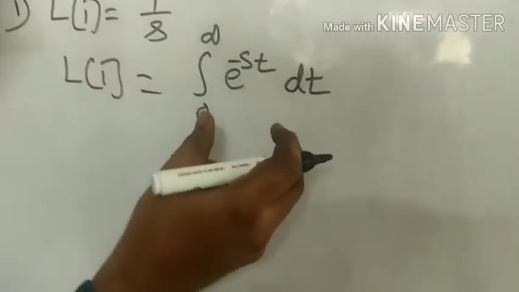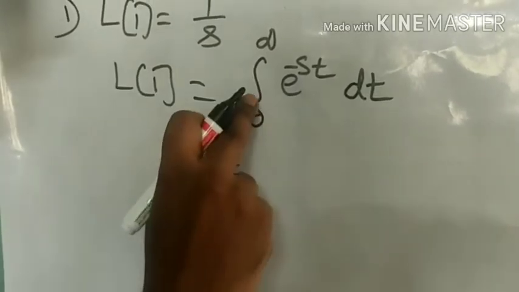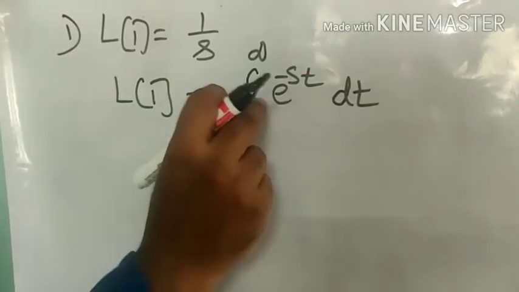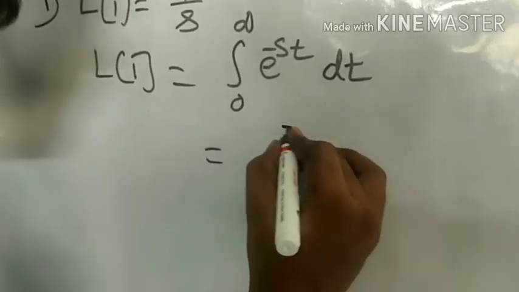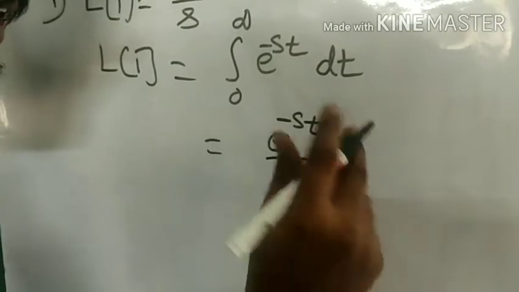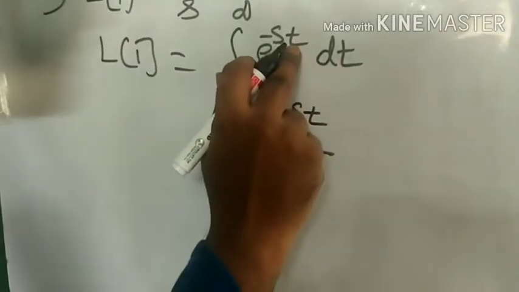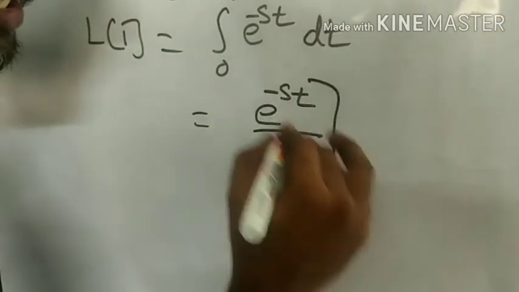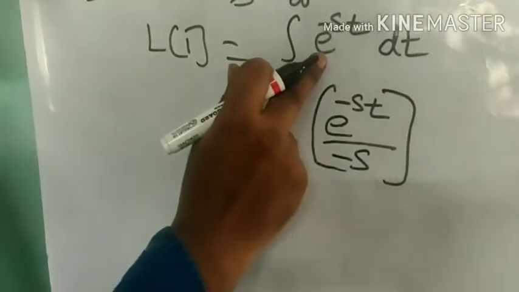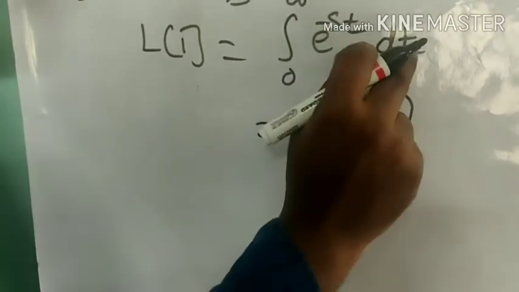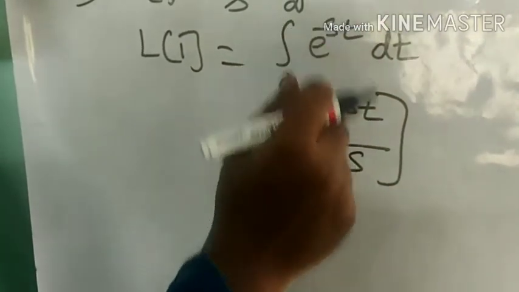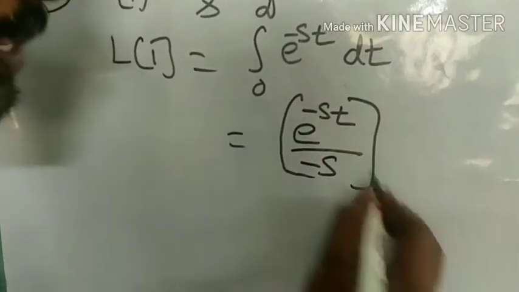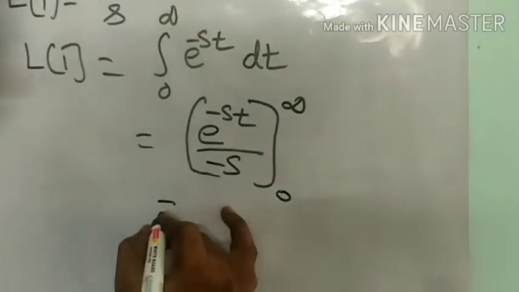Now you know the basic integration formula, that is, integration of the exponential function with respect to t. The integral of exponential is the same thing, e power minus st, divided by the coefficient of t, which is minus s. So the integration of an exponential function is the same, with the coefficient of t written down, that is minus s. Now what is your limit? The lower limit is 0 and the upper limit is infinity.